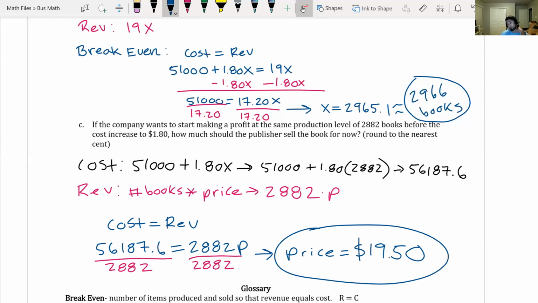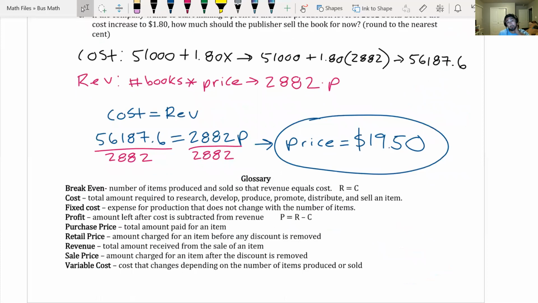That's it. That is all. Whew. All right. That's it, guys. Down here is the glossary, basically of everything we've gone over. Go ahead and check it out. But that will end section 1.1. All right, that's it.